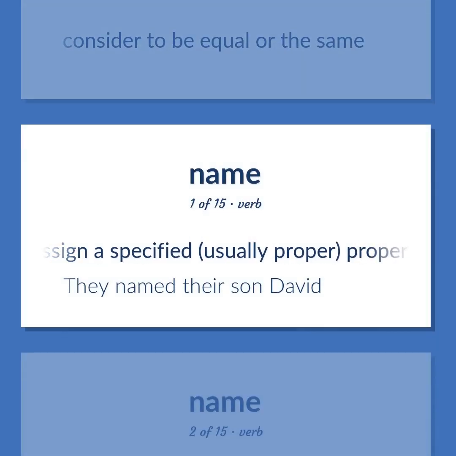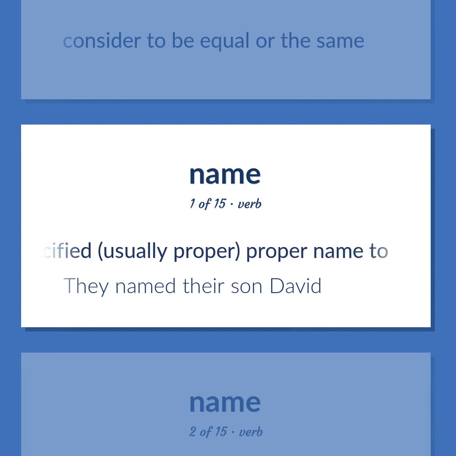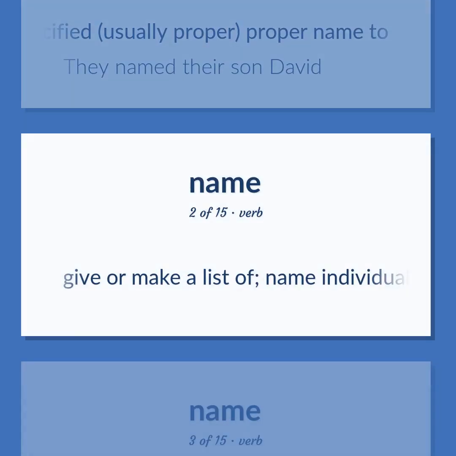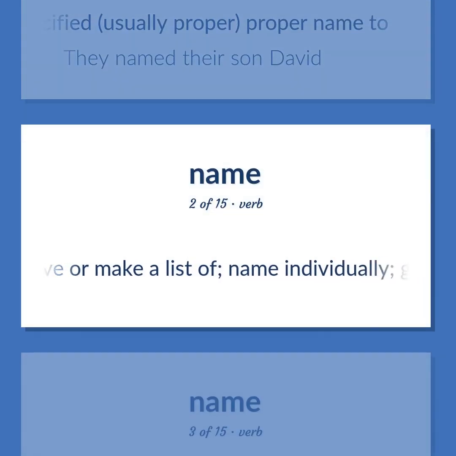Assign a specified, usually proper name to. They named their son David. Give or make a list of. Name individually. Give the names of.